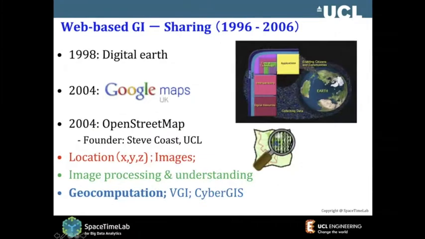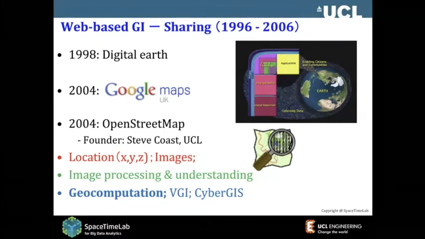Then, another 10 years later, we started with the development of the web. So we had web-based GIS. At that time, we used the term digital earth. We had Google Maps. Then we also had OpenStreetMap. Very proudly, the founder of OpenStreetMap started it from UCL. He was originally a geography student, and then later moved to computer science. So it's a good combination of both.